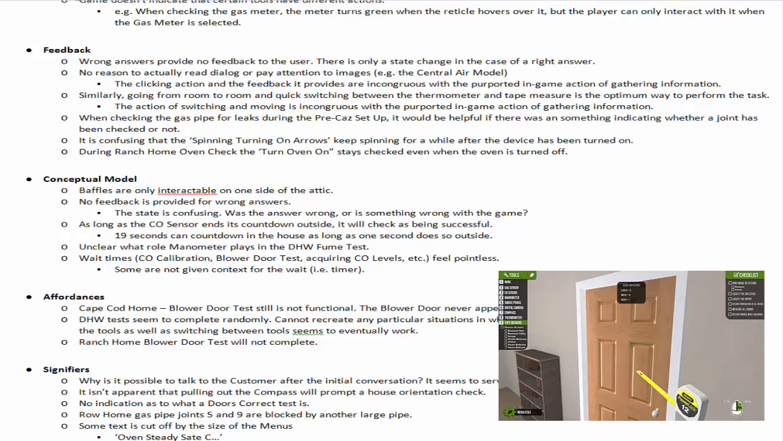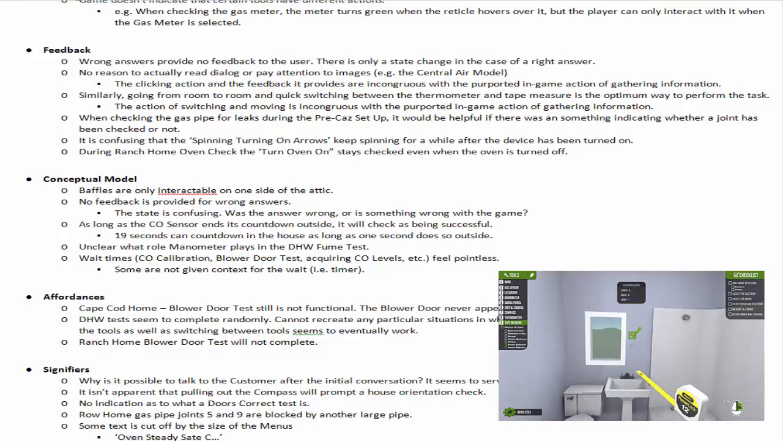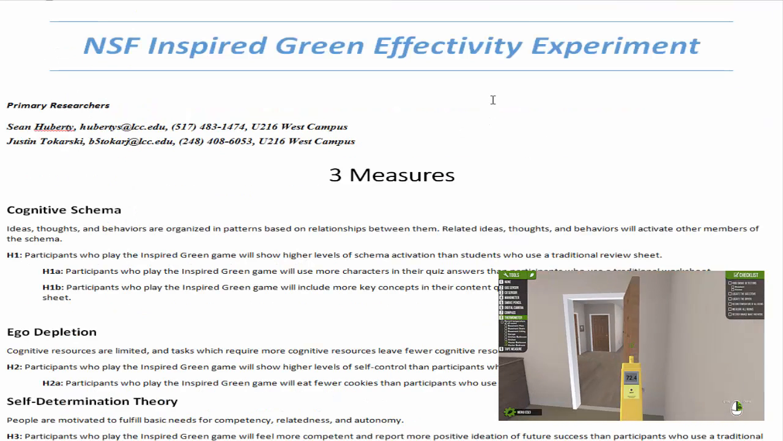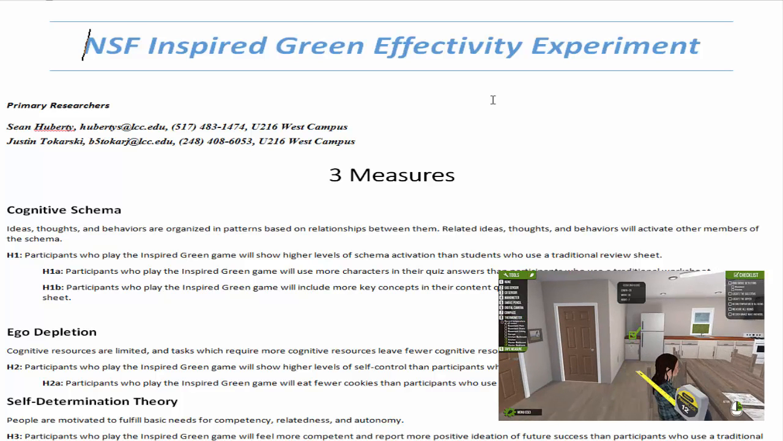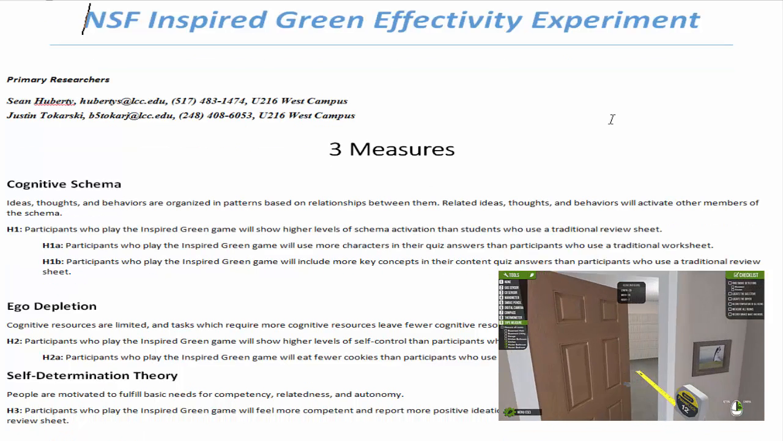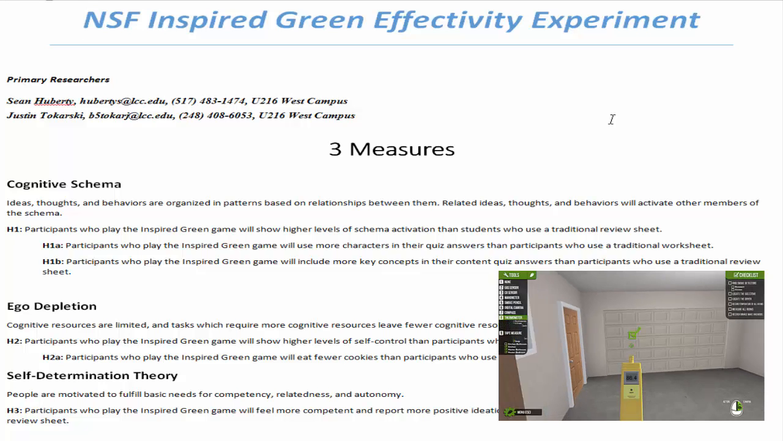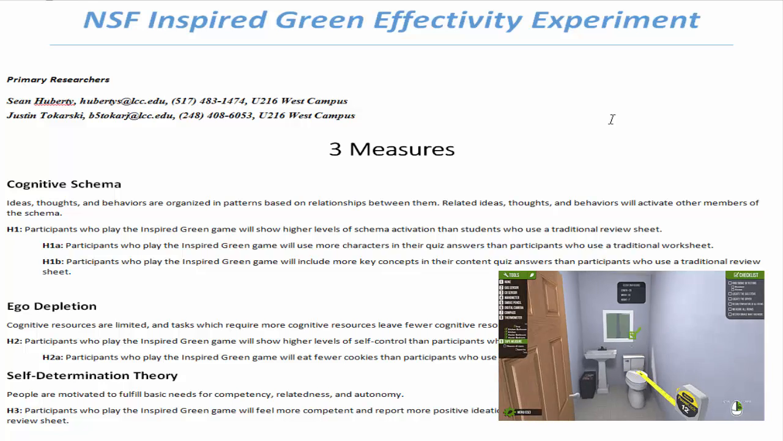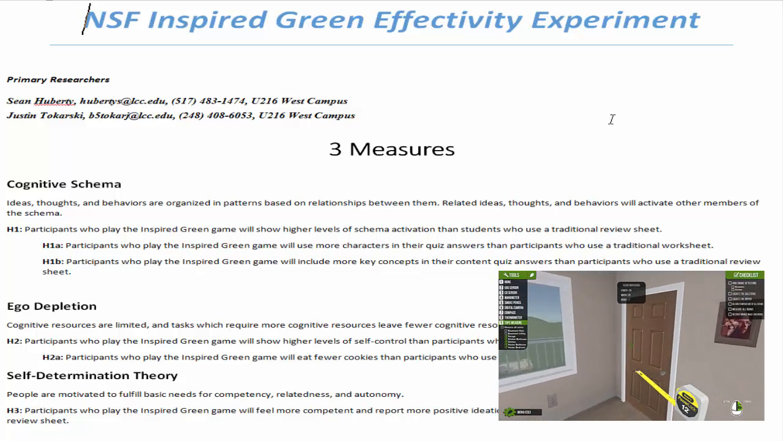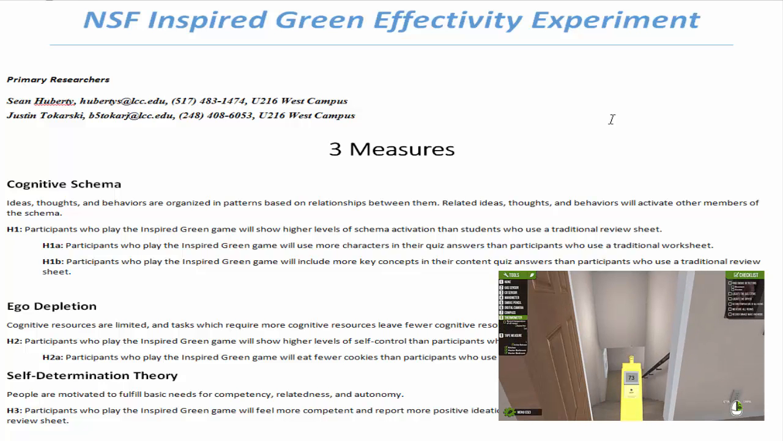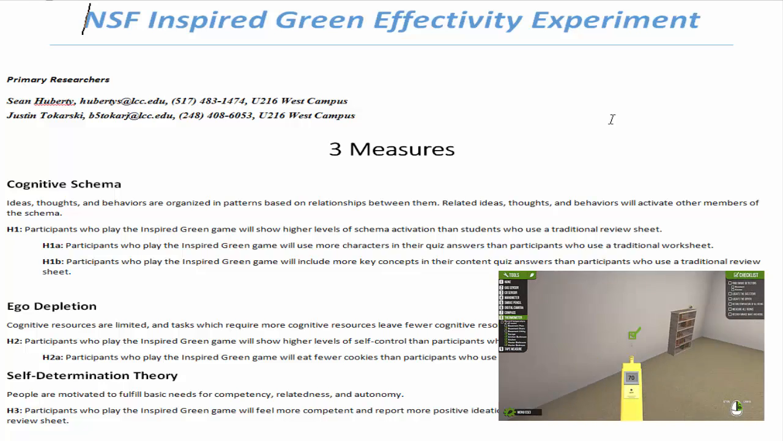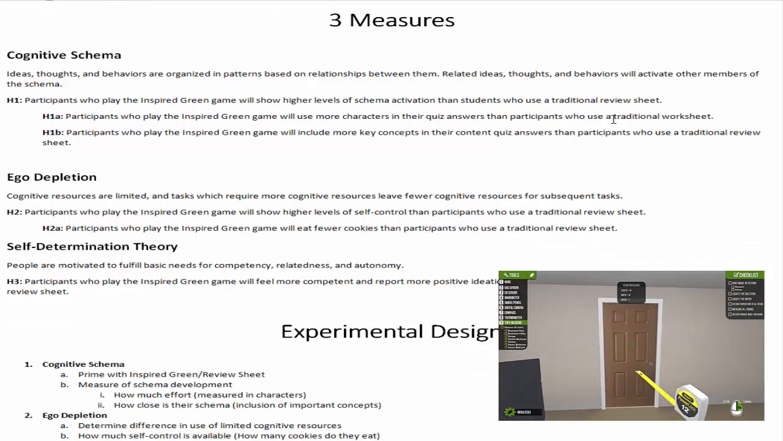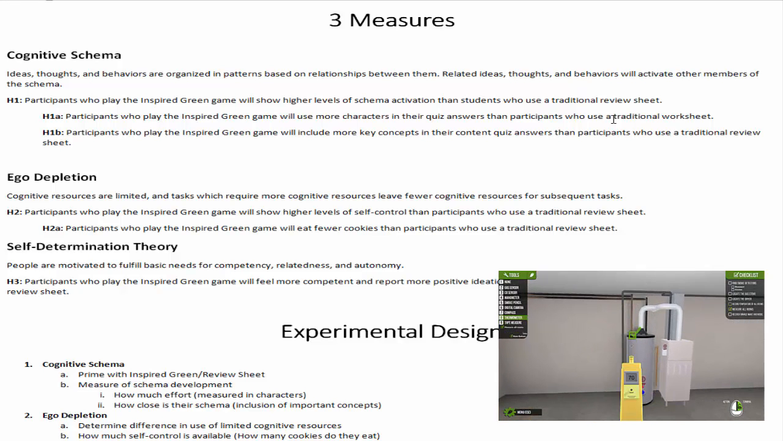As I mentioned, I also developed and performed an experiment to test the effectiveness of the game when compared to a traditional content review sheet. For that, I used 3 different measures. One of them was cognitive schema. I checked to see whether there was more activation of the cognitive schema as it related to performing a residential energy audit when students played the game as opposed to reading through a traditional content review sheet. I also looked at ego depletion to see whether the game or the content review sheet required more cognitive resources and led to a decrease in self-control after using them.